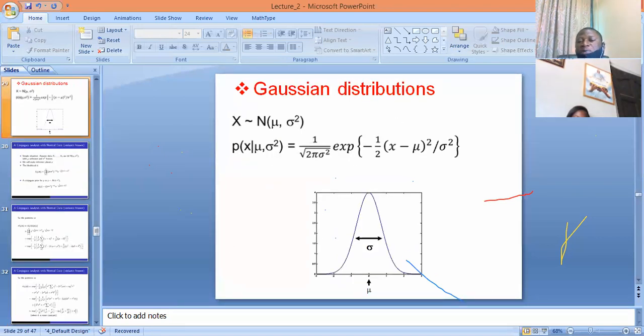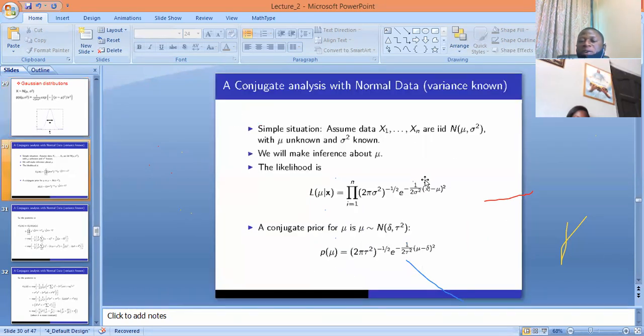So this is just an example of a Gaussian distribution, the same thing as we have done. This is the data likelihood expressed like that, and then the prior distribution here. Here they are using delta and tau to represent the mean and the variance for the prior distribution. In the other case, we used mu naught and sigma naught. So here delta is used for the mean and tau squared is the variance. It's just notation, but the same thing.